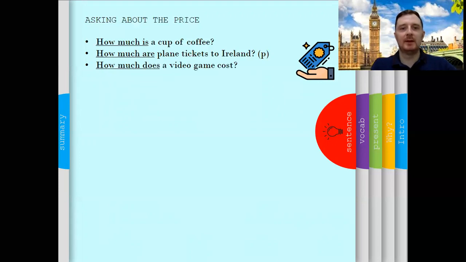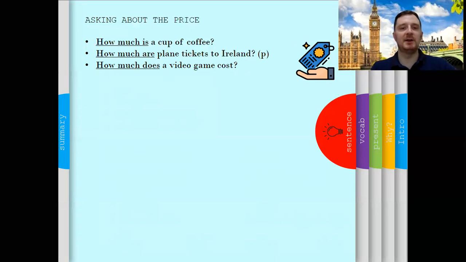Okay. Now the next example was how much does or how much do. So again, we can see here the example for a singular noun, for one thing. How much does a video game cost? Okay, remember we have this extra part here, cost. We have to make sure we include this part, okay? How much does a video game cost for a singular noun? So again, how much does a cup of coffee cost? How much does a video game cost?